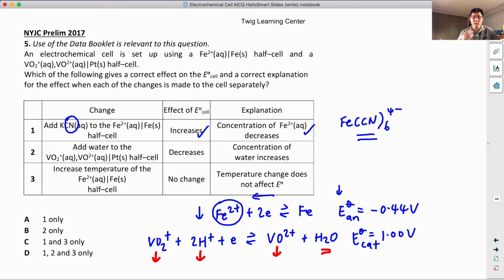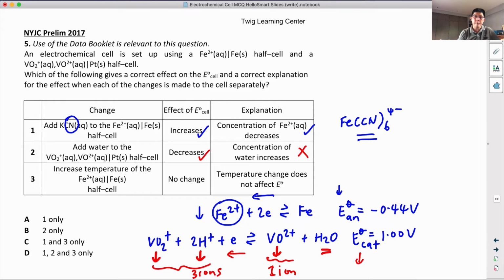When that happens, by Le Chatelier's principle, it wants to increase the concentration of the aqueous ions. On this side there are 3 ions, and this side there's only 1 ion. So when the concentration of aqueous ions decreases, it wants to shift to the left. It wants to favor the backward reaction, the oxidation reaction, so that it can increase the number of aqueous ions. When that happens, E cathode will decrease. When E cathode decreases, E cell will also decrease. So this statement is correct, but this statement is wrong.